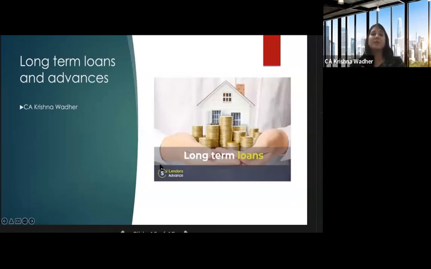Next is long-term loans and advances. What do we mean by long-term loans and advances? Why is it on the asset side? A loan is a liability. Why is it under the asset side? Can anybody answer this? The loans which the company has given. Yes, correct.